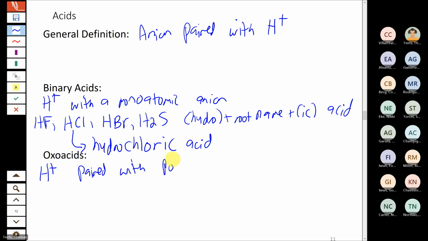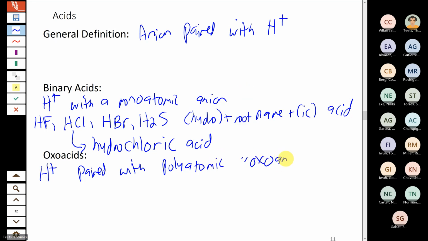And then oxoacids is another common class of acids where you have H plus paired with polyatomic oxoanions. Those are the anions that have a central atom with a bunch of oxygens around them. Examples of these would be HNO3. NO3 is the nitrate anion, one of the oxoanions with nitrogen, with one H plus to balance the charge. Or H2SO4, where sulfate, as we talked about earlier, is SO4 2 minus, so with two hydrogens to balance the charge.